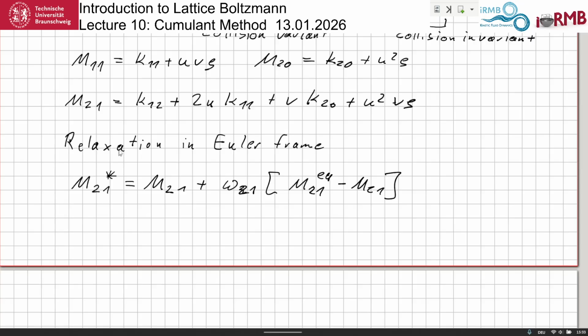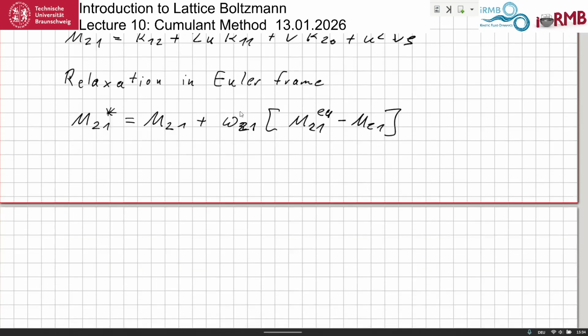And now what is important, if this here is, for example, the pre-collision state, then in the post-collision state, these K, of course, will also become post-collision state. So it's the translation in this particular state. So we'll have K21 post-collision plus 2U K11 post-collision plus V K20 post-collision plus U square V rho. So this was all just the left hand side of this.